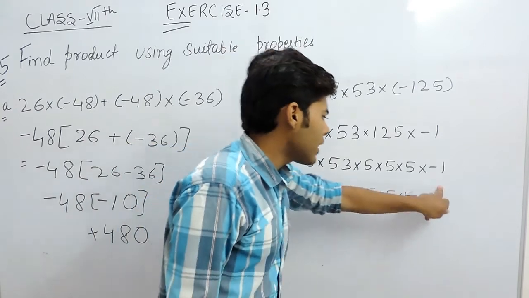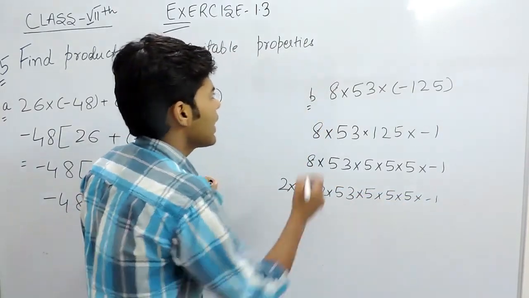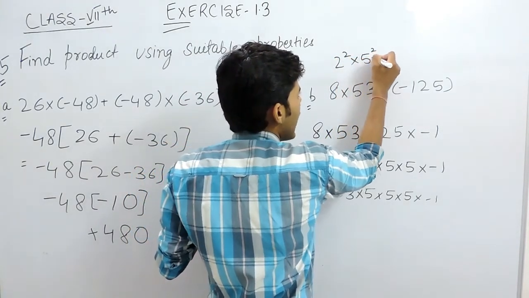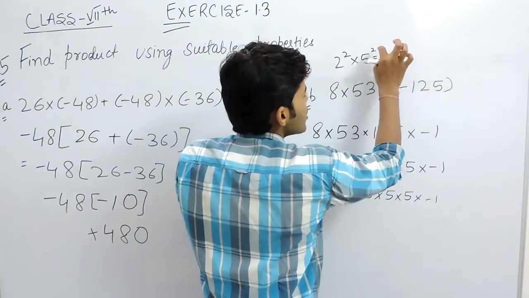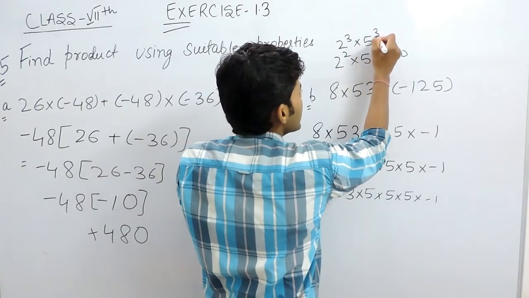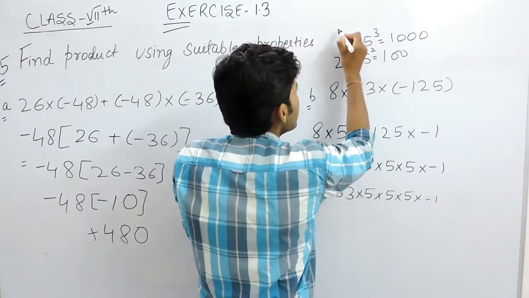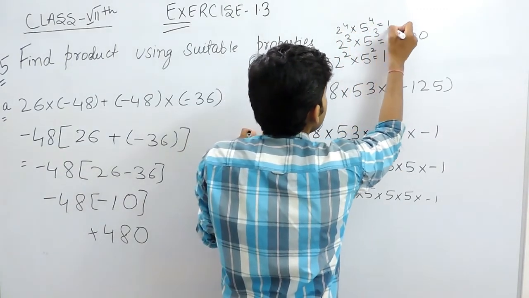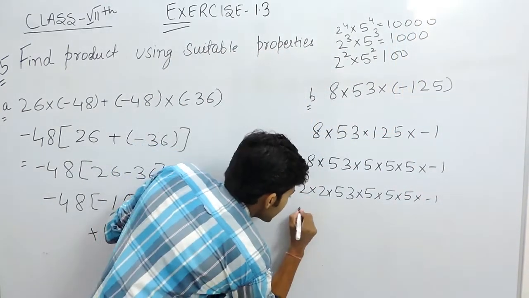Remember, I told you that whenever these combination of pairs occur, like 2 to the power 2 multiplied with 5 to the power 2, these are the prime factors of 100 because the power is 2. 2 to the power 3 multiplied with 5 to the power 3, these are the prime factors of 1000. Similar for 2 to the power 4 multiplied with 5 to the power 4, these are the prime factors of 10,000. Now here also it is the same.